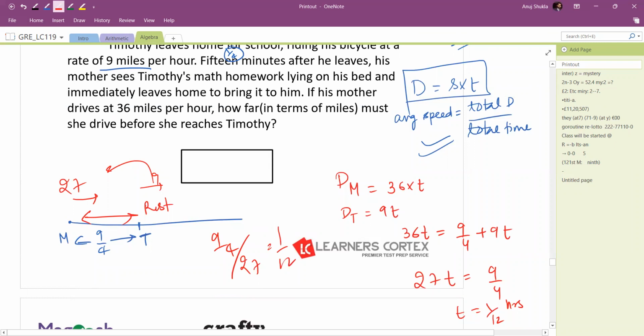So in the previous approach, how did we get the equation: total distance is 36 into t equal to 9 by 4 plus 90? You should have asked me before I erased. Now will I get the same thing again or not? Let me see.